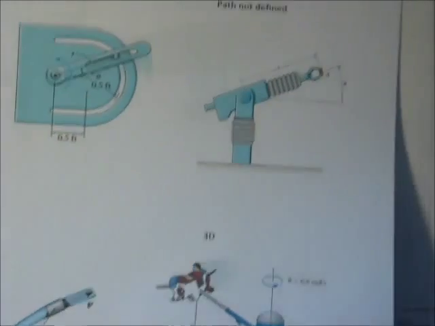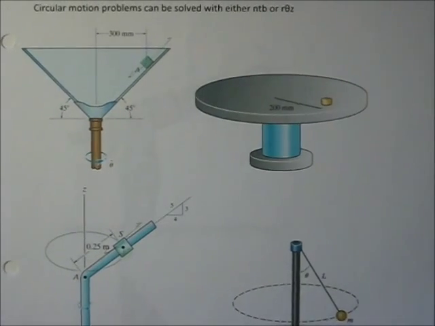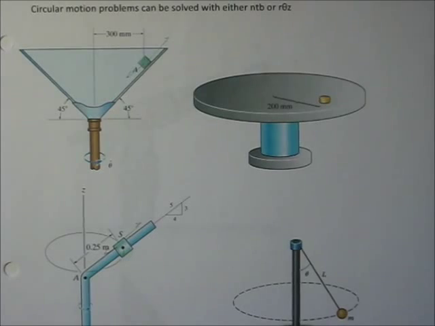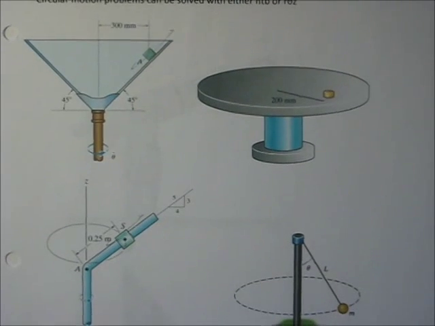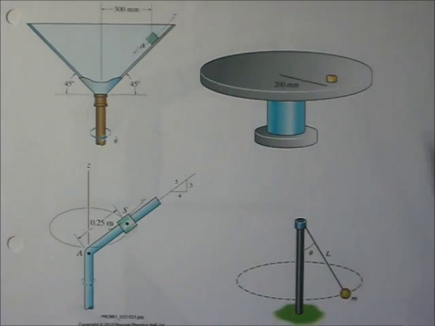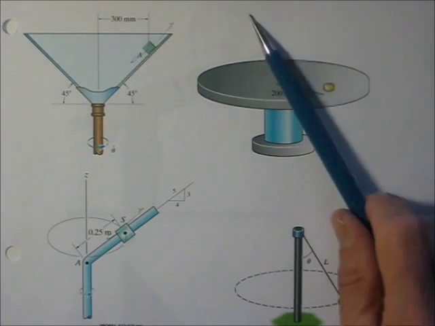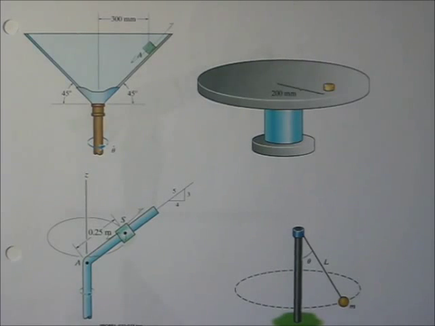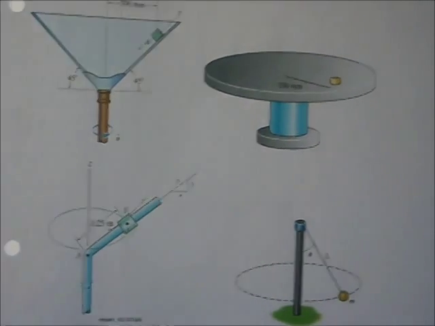In class, we're going to do a little more of this, but circular motion problems like this. In fact, I think you did one or two of these for homework. But circular motion problems like this can be solved in either NTB or R-Theta-Z, and we'll talk a little bit about that as we go forward.